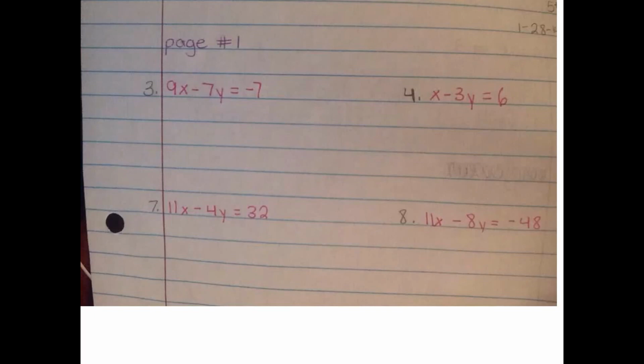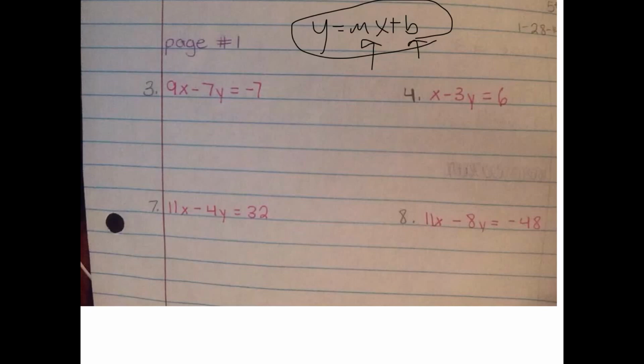What is up? We had somebody ask how to do some stuff and put it in slope-intercept form. Well, you're about to learn. Okay, first off, slope-intercept form is y equals mx plus b. Only thing that's important is m and b. X and y will stay x and y.